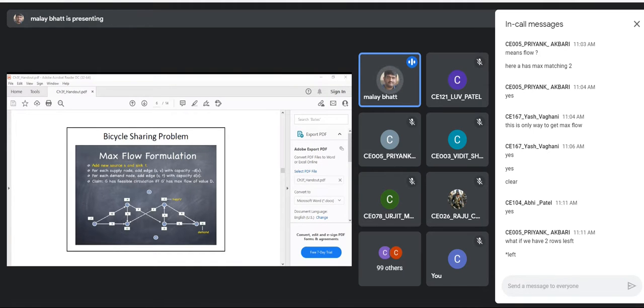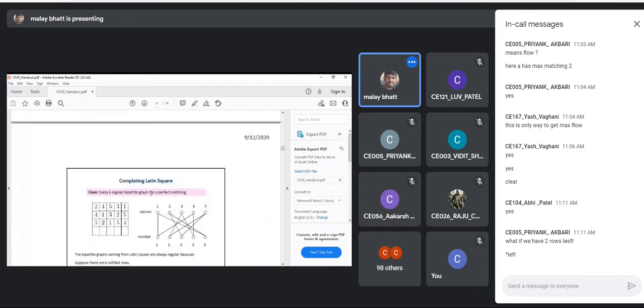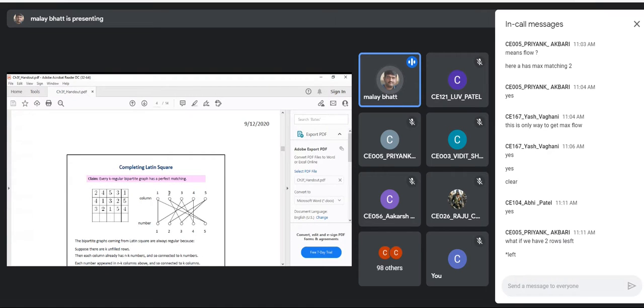Yes, there is one query here. What if we have two rows left? So that's what we have done. I think I missed this question. I think you are talking about this. Here we have two rows left, so we have constructed this bipartite graph.